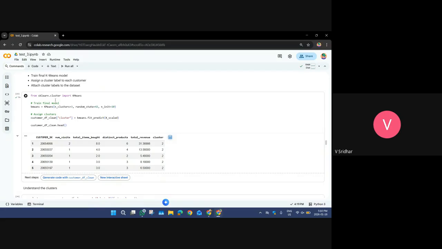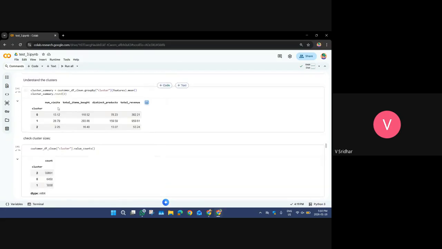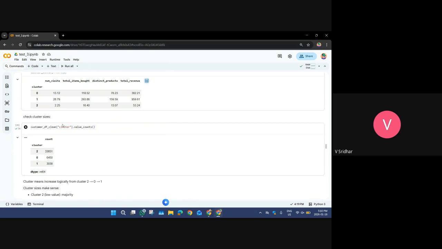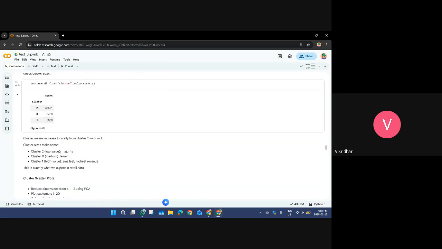Moving on to understanding clusters using means and sizes. To interpret the clusters, I computed the mean of each feature per cluster. From the summary, the cluster means increase logically from cluster 2 to cluster 0, where cluster 2 has the majority, meaning low value customers. Cluster 0 has medium value, with fewer customers, and cluster 1 has the smallest group, meaning high value customers. This pattern is exactly what we expect in real retail data: many occasional shoppers and few high spenders.